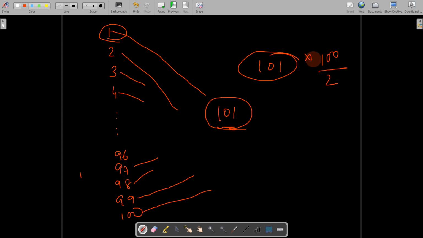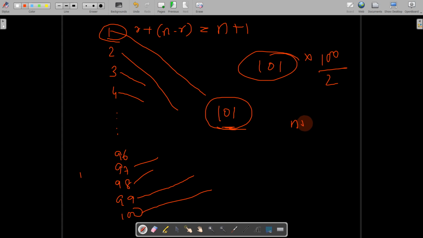So 101, you are adding how many times? 100 by 2 times. So that means you can generalize this. The sum of the first rth term and the last n minus rth term would be the constant, and that would be equal to what? 100 plus 1. That means n plus 1.